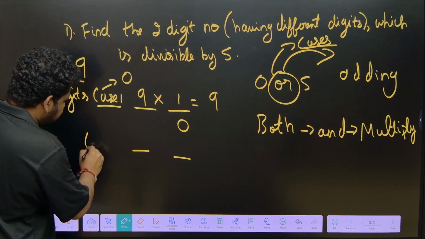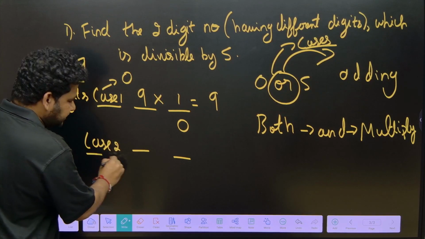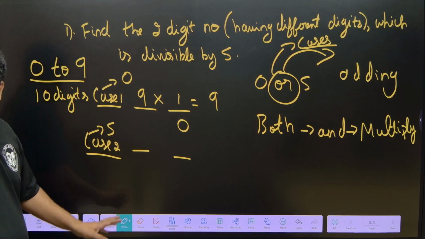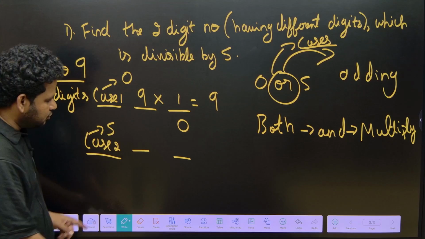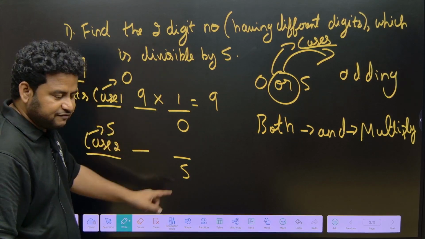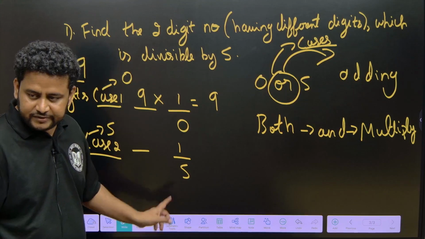Okay, don't sleep, wake up. Second case, case 2: ending with 5. When case 2 is ending with 5, you have to focus here. That means here I have to write 5. So out of 10 digits, if I write 5, this will be one number, correct?